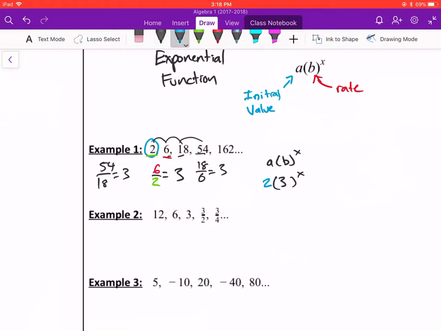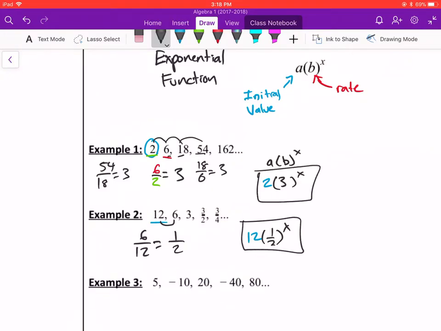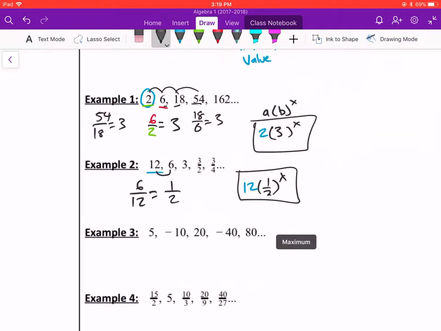So again, your initial value is 12, so we know 12 goes in front. And then figure out how much it's multiplying each time. Easy way to do that: take the second number divided by the first. So 6 divided by 12. That actually reduces down to 1/2. We'll put 1/2 where that goes. Okay, simple enough.